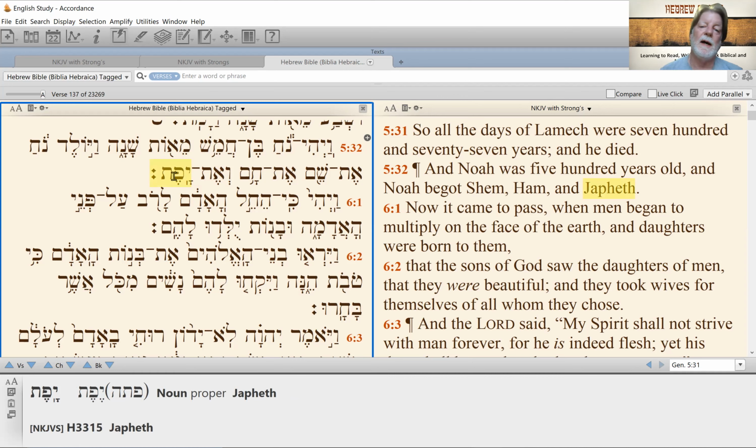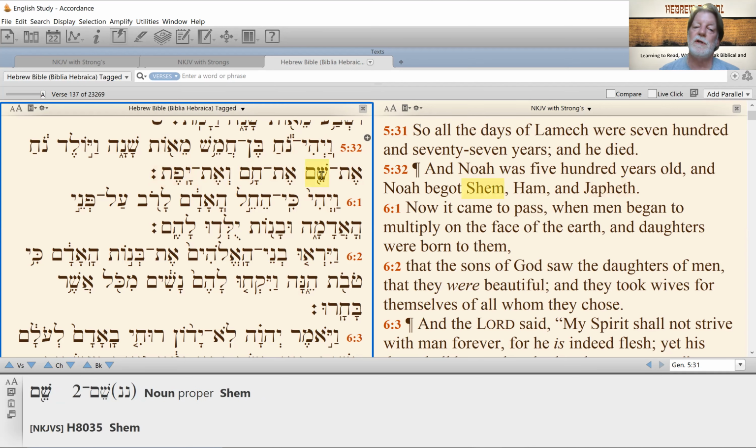Okay, so here we have Noah is the last in the genealogy. We're ready for chapter 6. Noah's the last in this genealogy that started with Adam. And the genealogy actually ends with his 3 sons, Shem, Ham, and Japheth.